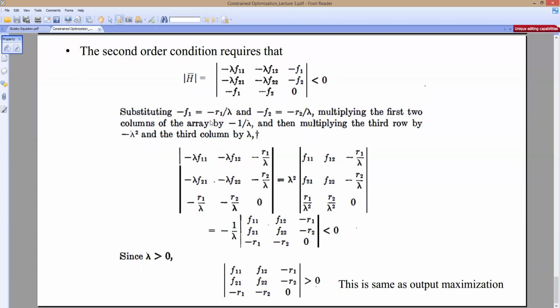Okay, so we are substituting this, multiplying the first two columns of the array by minus 1 by lambda, and then multiplying the third row by minus lambda square, and the third column by lambda. We are getting this expression. And finally, we are coming to this.